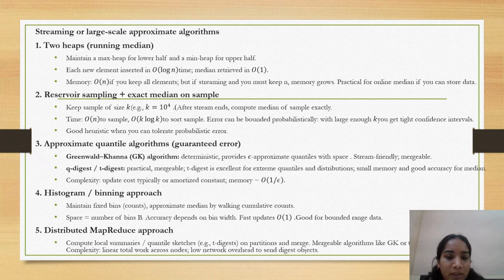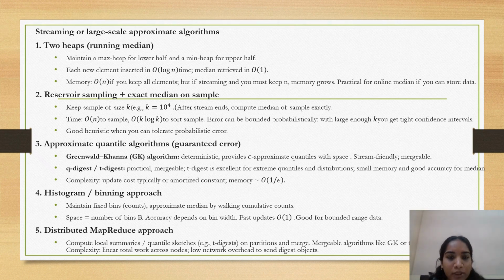And then we see another method, the histogram or binning approach, which is maintained with fixed-width bins and counts elements in each bin. Here the median is approximated by walking the cumulative counts, and space is the number of bins B, and the update cost is O(1) per element. Accuracy depends on bin width. This method is very fast and simple for bounded numeric data.